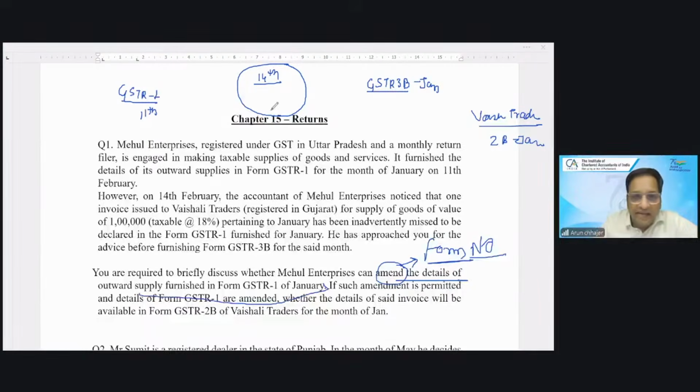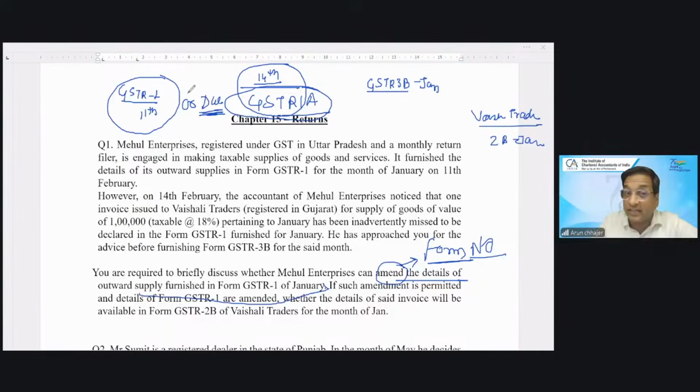The adding or amendment can happen through GSTR 1A. What is the opening and closing date of the GSTR 1A? GSTR 1A can be filed after filing the GSTR 1 and after crossing the due date. Both conditions must be satisfied. The due date should be crossed and GSTR 1 should be filed. Both conditions cumulatively satisfied. After that, GSTR 1A can be filed and the liability showing in the GSTR 3B will be the summation of 1 plus 1A.